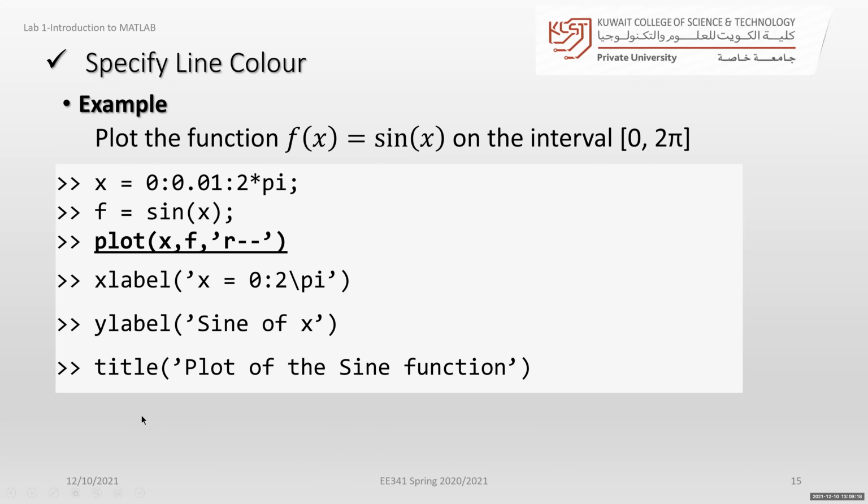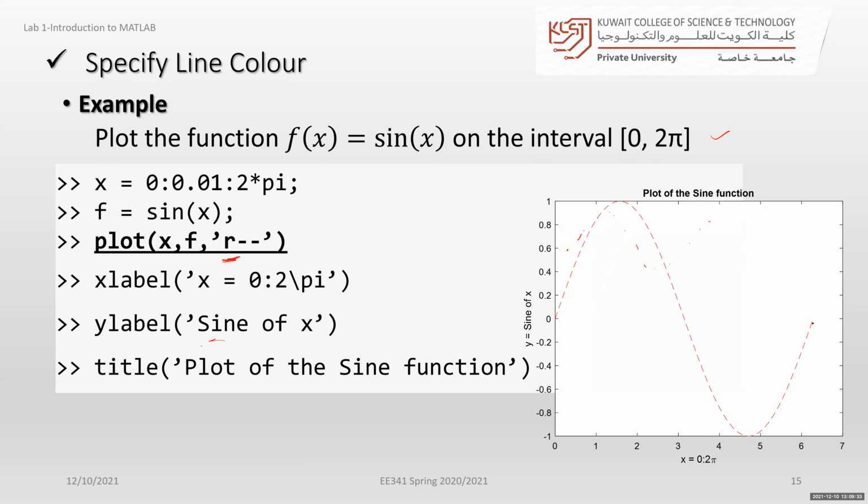So then plot the function f of x on the interval 0 to 2 pi. Here, this will give me the dotted waveform of the same sine of x function. Okay, so this is the dotted version because of this, and then the color is red.